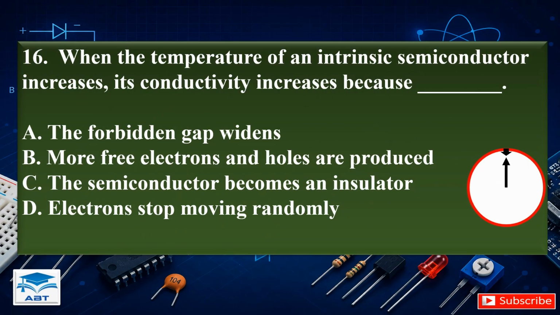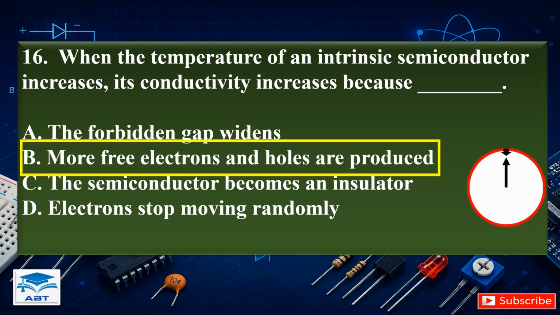16. When the temperature of an intrinsic semiconductor increases, its conductivity increases because A. The forbidden gap widens. B. More free electrons and holes are produced. C. The semiconductor becomes an insulator. D. Electrons stop moving randomly. The answer is B. More free electrons and holes are produced.